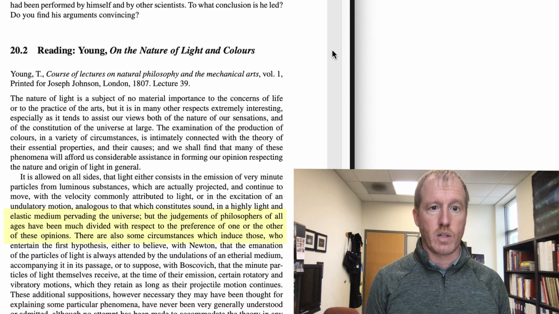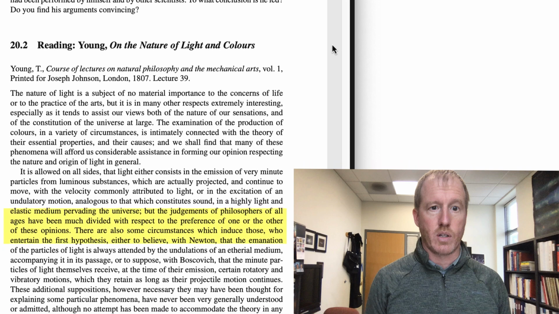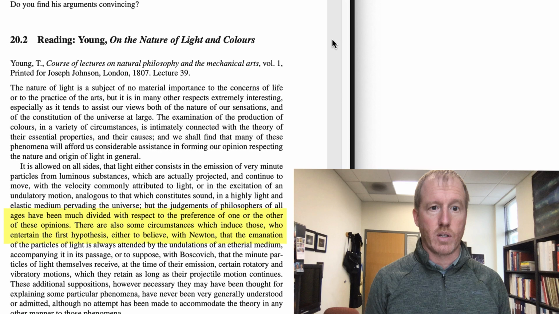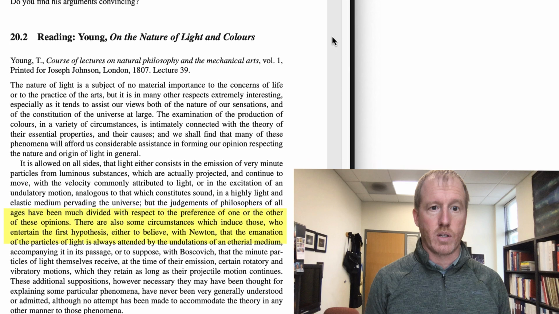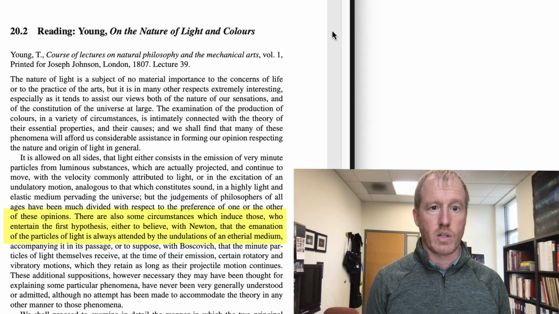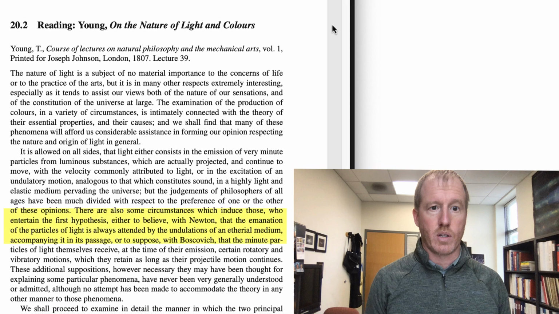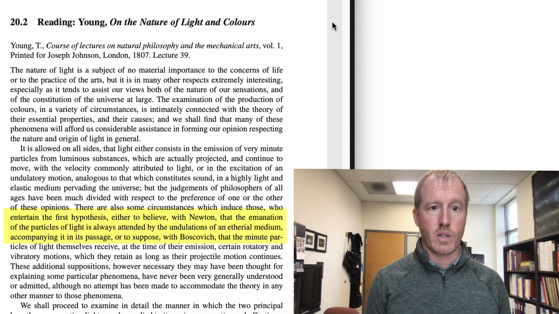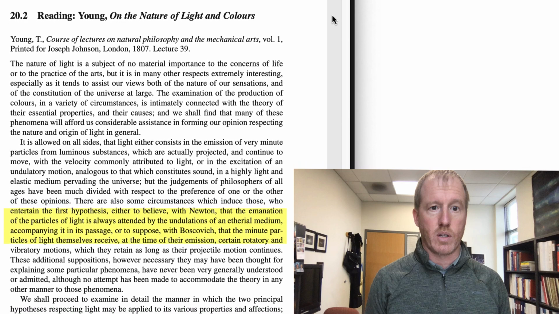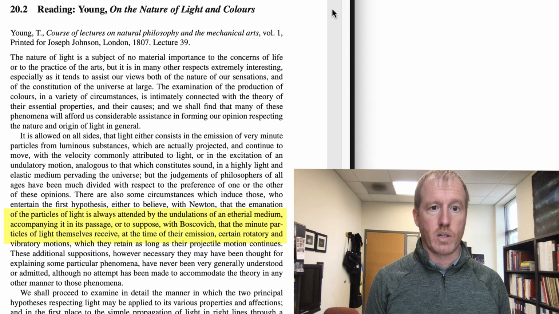He goes on to say, "The judgments of philosophers of all ages have been divided with respect to the preference of one or the other of these opinions. There are also some circumstances which induce those who entertain the first hypothesis, the particle theory, either to believe with Newton that the emanation of particles is always attended by the undulation of an ethereal medium, accompanying it in its passage, or to suppose with Boscovich, Father Boscovich, another philosopher and scientist, that the minute particles of light themselves receive at the time of their emission certain rotary and vibratory motions."